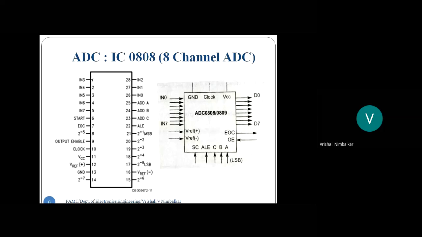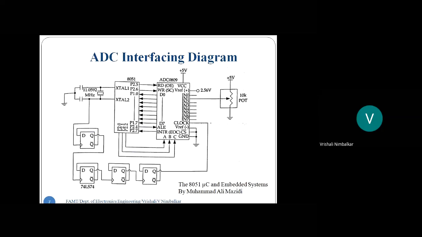Now, the same pin diagram has been shown at the left side. Input analog signals are pin number 1, 2, 3, 4, 5, 26, 27, 28. Then the address bits, pin number 25, 24, 23. Address latch enable, right? So that's the pin diagram. So now let us look into the interfacing. Interfacing of ADC with microcontroller.